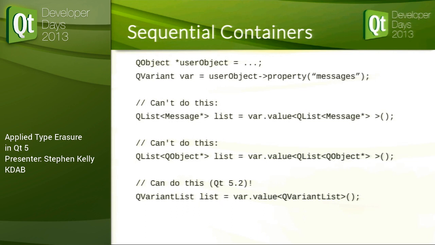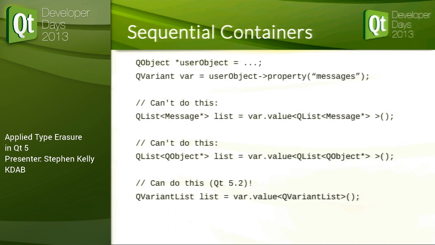And of course, once I have that list, I can iterate over it. I can do anything I like with it. Convert the objects inside of it to a QObject star, read its properties, etc. But that would mean looping twice.